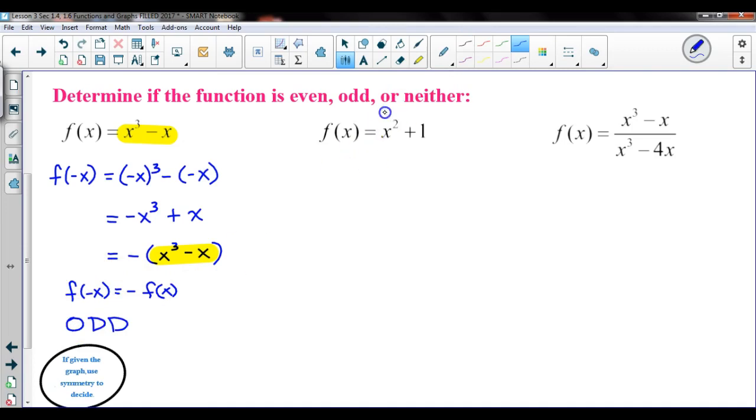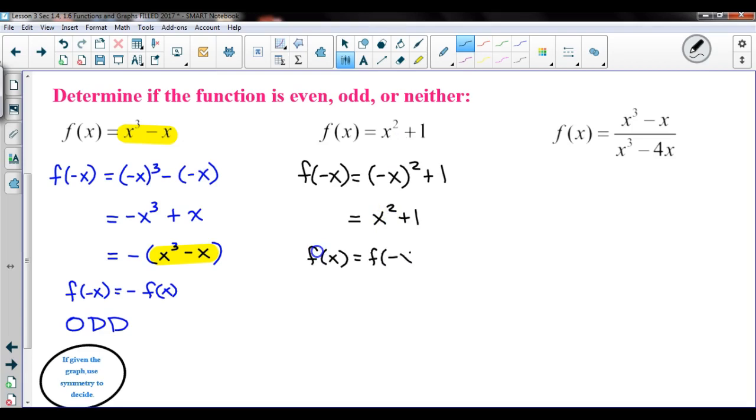Okay, so let's do this one. We're going to substitute in negative x. We get negative x squared plus 1. Negative x times negative x is positive x squared plus 1. And if I look, they're the exact same. So f of x equals f of negative x, right? They're equal, they're the same. So it means it's even.